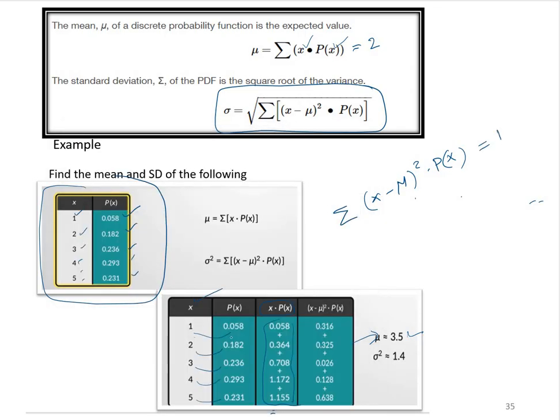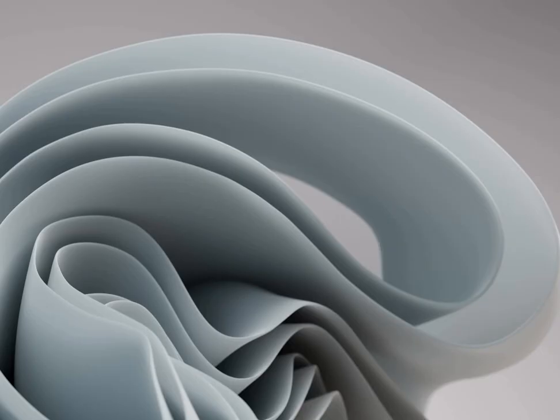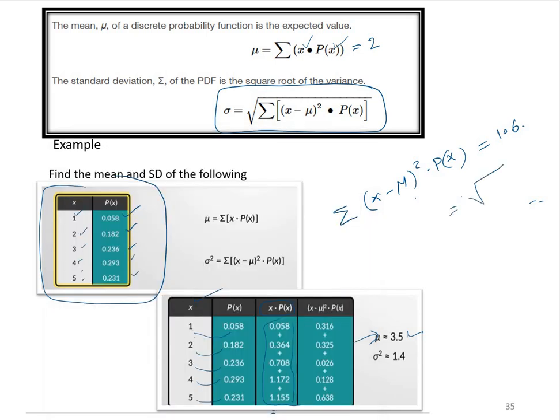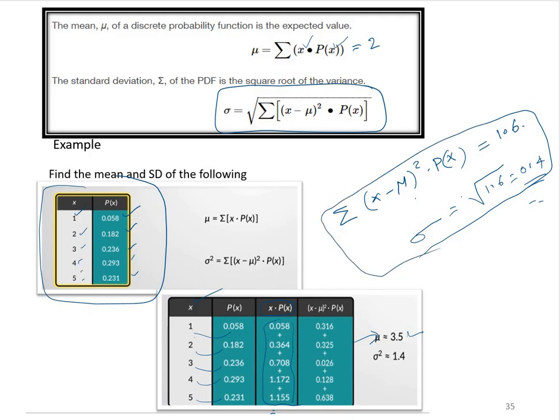So it is 1.6. So to find the standard deviation, we need to find the sum of x minus mu the whole square times p of x, and we have already got the value. And now we have to find the square root of that. So the square root of 1.6 is 0.4. So the standard deviation is equal to 0.4.